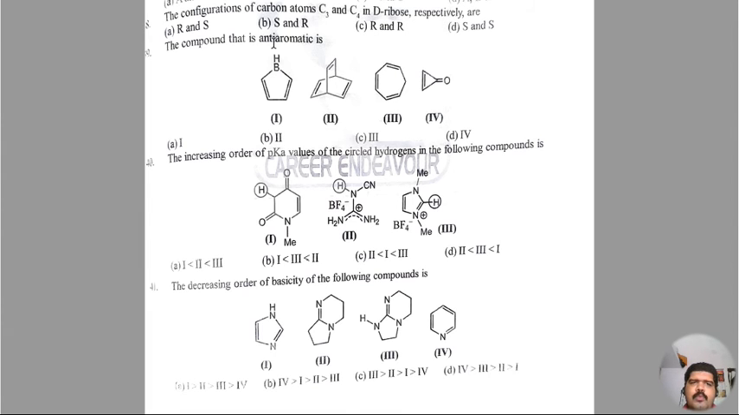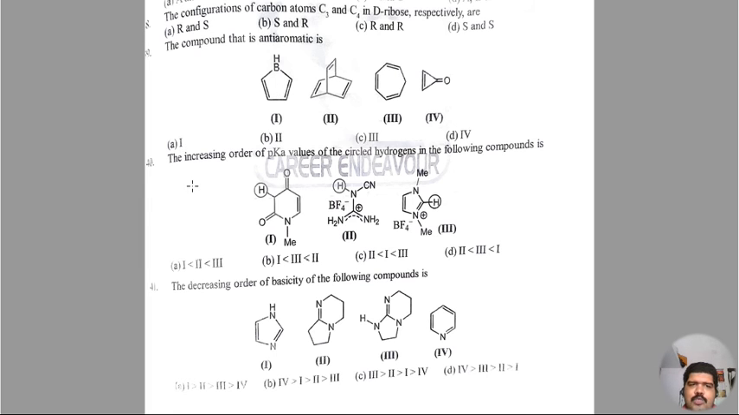Now the next one, the compound that is anti-aromatic. It's a very simple question. This one will be anti-aromatic because 4 pi electrons are there, a 4n system. Here it is 6, here it is 6. Here you can have 2, which obeys Huckel's 4n plus 2 rule. So here option A is your right answer.